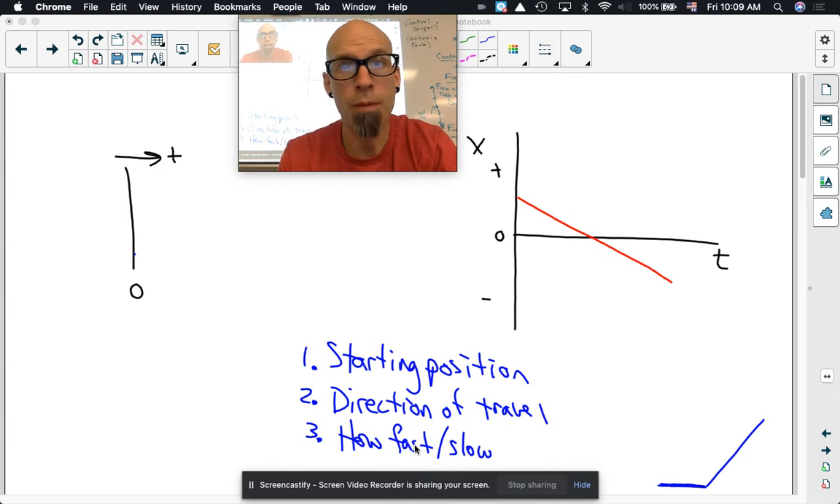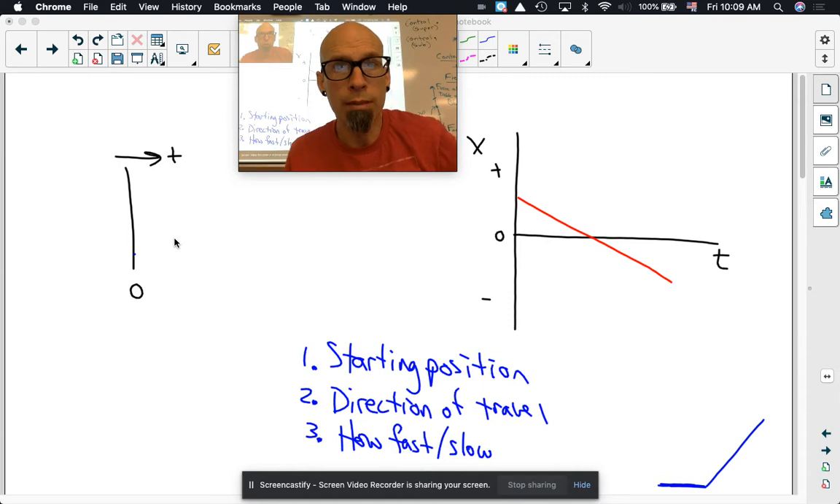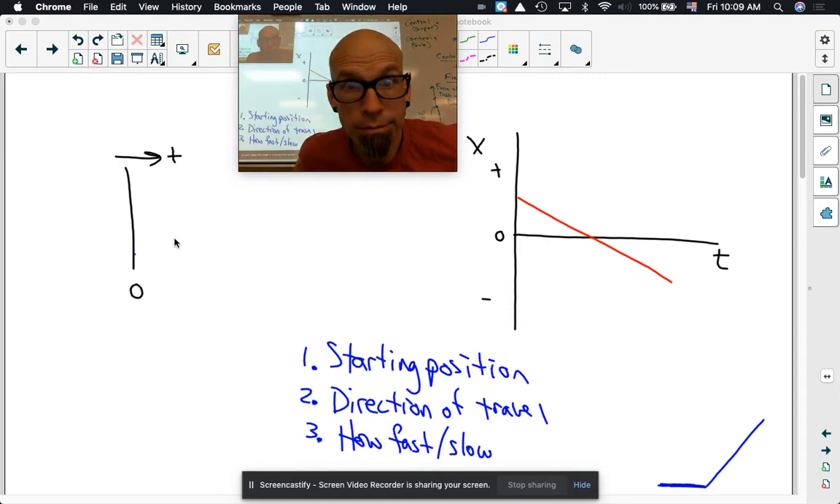So actually do that now. If you haven't already sketched a motion map for this, hopefully you've already sketched this graph in your comp book, and then hopefully you've written these things down. And now you should pause the video and try to sketch a motion map. And then I'll show what that motion map should look like. Do that now.